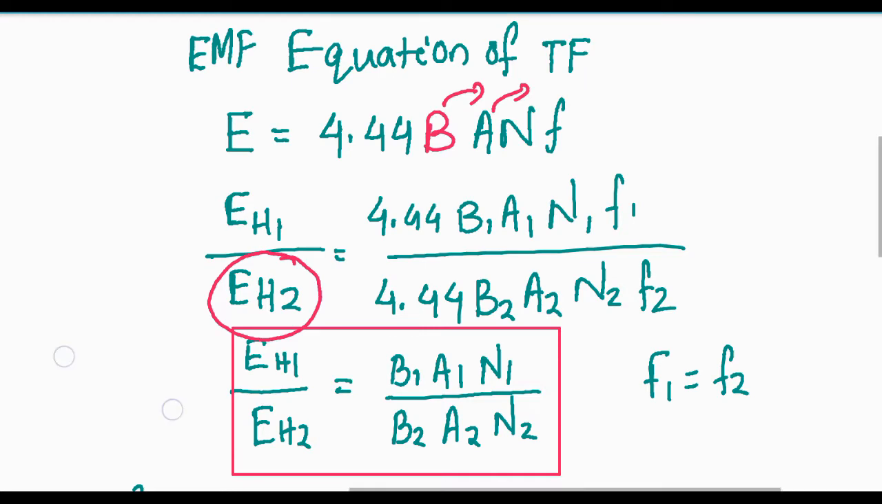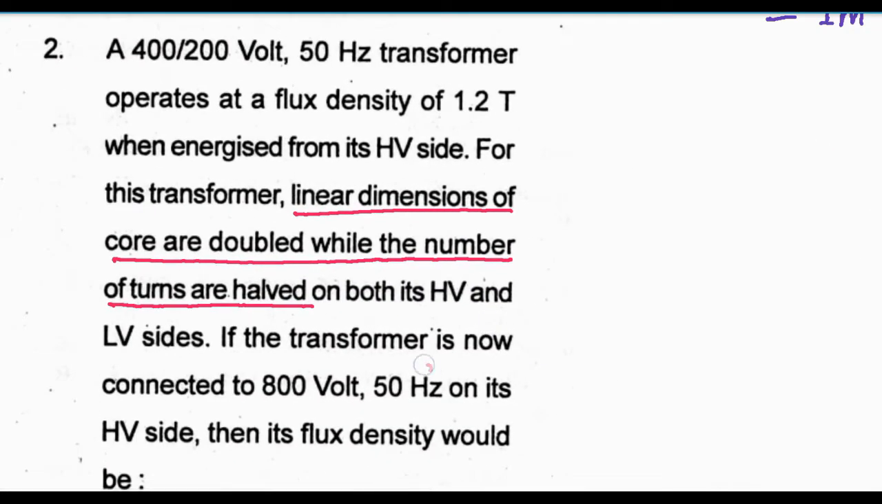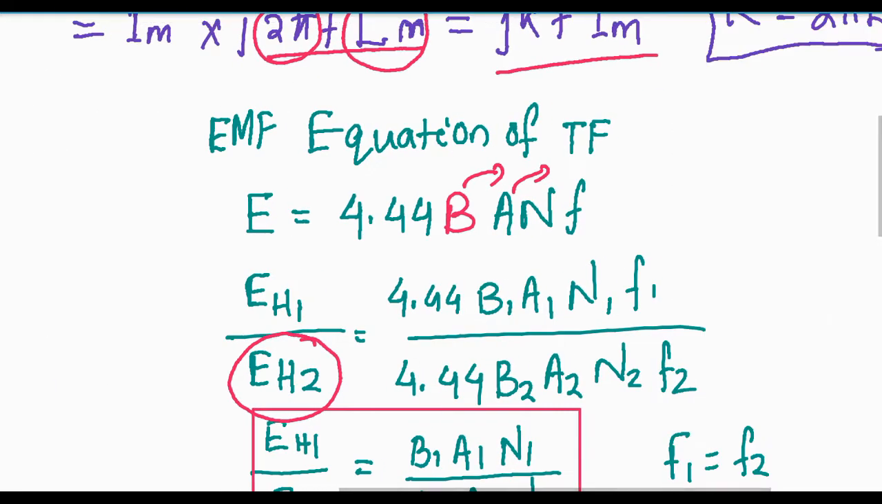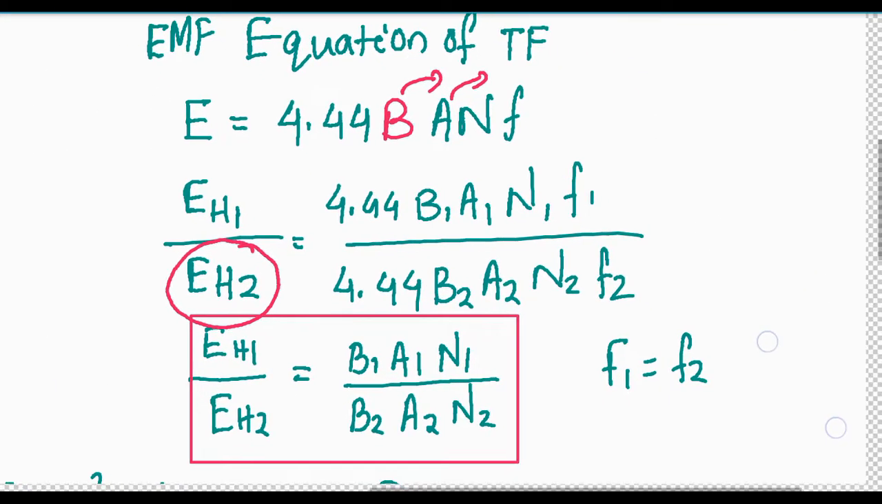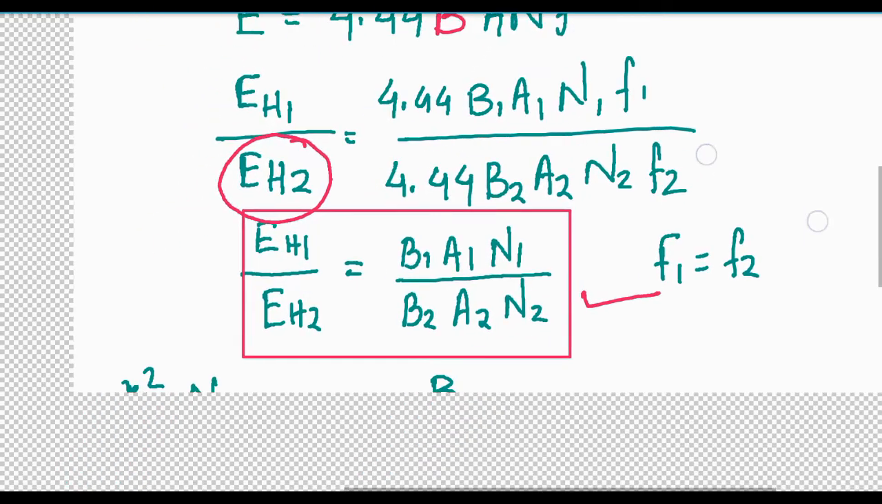As given here, F1 is equal to F2, that means 50 Hz. Here also 800 volt 50 Hz and here also given 50 Hz. So frequency is not changing and all other quantities are changing. So we will cancel out the constant, that is 4.44, and the frequency, and the rest terms are EH1 by EH2 equal to B1 A1 N1 by B2 A2 N2. So now we will put the values.